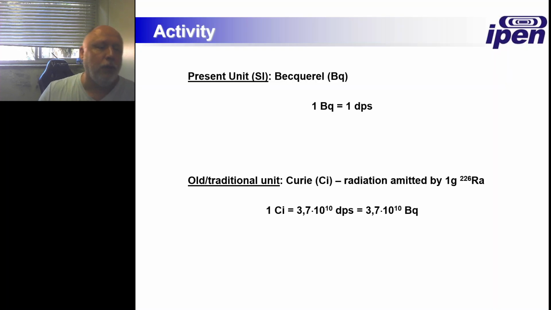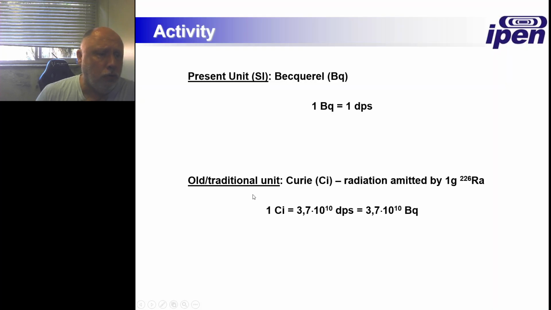So, the present unit for this in the international system is the becquerel. Becquerel is 1 decay per second, right? This is the unit of activity you find. So, essentially, activity is the number of decays per time. So, 1 becquerel is 1 decay per second.